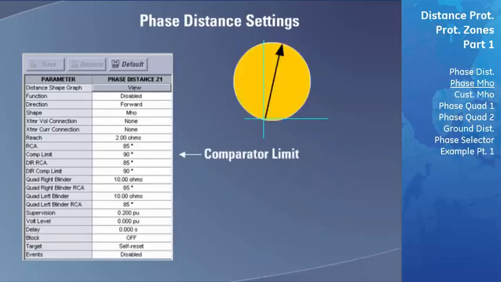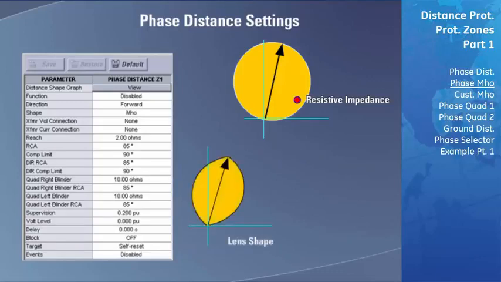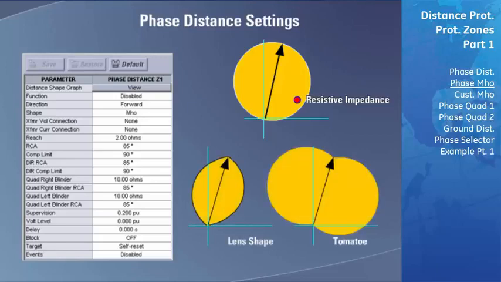The comparator limit is used to adjust the overall shape of the Mho characteristic. Changing the shape of the Mho characteristic allows the D60 to be customized regarding the amount of resistive impedance that will indicate a faulted line. Two shapes that can be created by changing the comparator limit setting are the lens and the tomato.